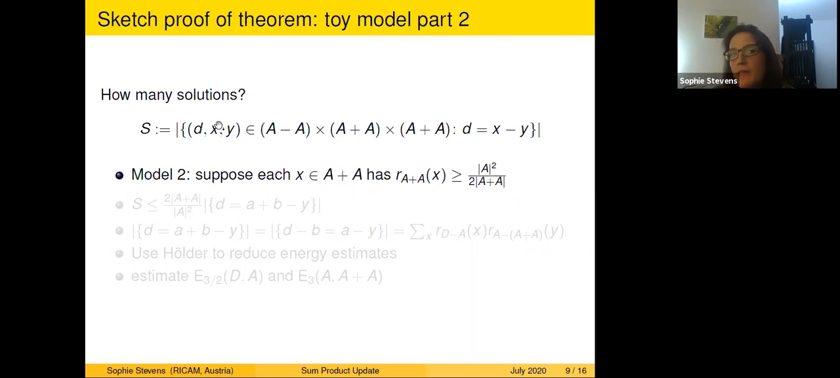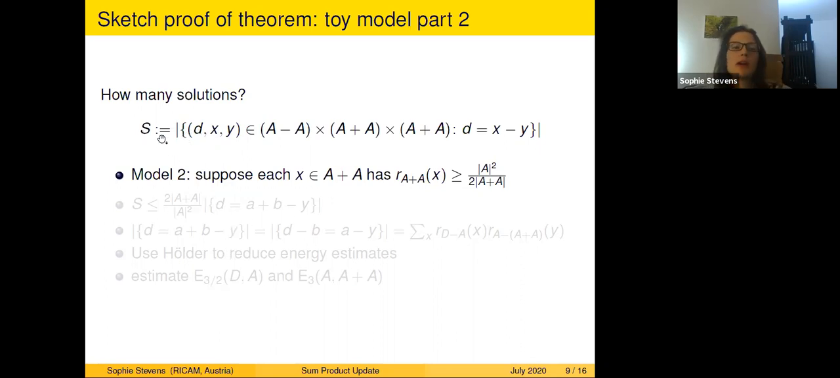I'm going to suppose that, say, every X here has got rather a lot of representations as an element of A plus A. So the average number of representations, if we're in a really equal case, would be A squared over A plus A, and let's give ourselves a bit more leeway and get this factor of 2. So every X that I end up with here from my equivalence class is rather popular.